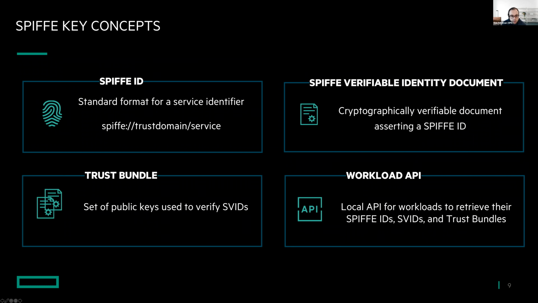Now, when I say it's a local API, why is it a local API? Well, if it was a remote API, you'd need some kind of authentication to connect to it. So instead, it's just a local API. You have one per instance of the operating system, and services can connect to that local API and get the right SVID and trust bundle and SPIFFE ID in order to interact with the rest of your infrastructure.